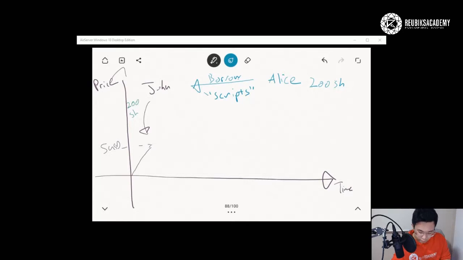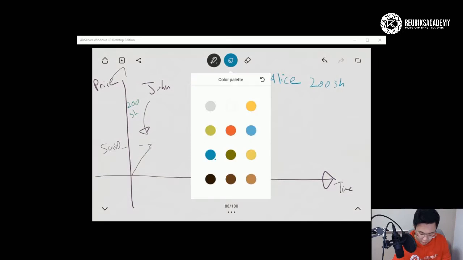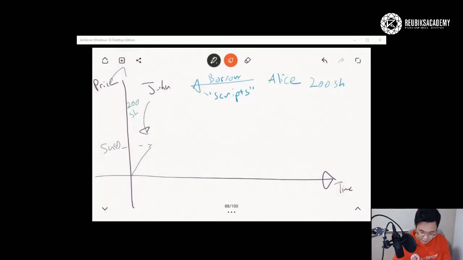Now, Alice borrows these 200 shares from John and she decides to sell them away, because Alice thinks that the price of this stock called GLZ will drop further. She thinks that it will drop below 5 USD. So she sells everything away at 5 USD. So how much does Alice get in terms of monetary value? She gets 200 multiplied by 5, which is 1000. This is the amount of money that she gets.